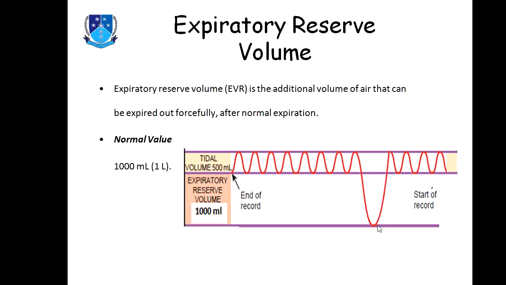This is the volume of air which can be expired after the tidal volume. In this graph, this area shows the normal tidal volume, while from this area to this area shows the expiratory reserve volume.